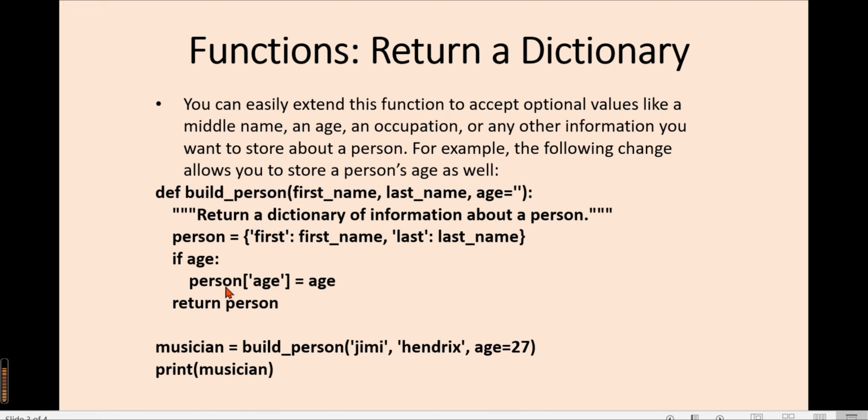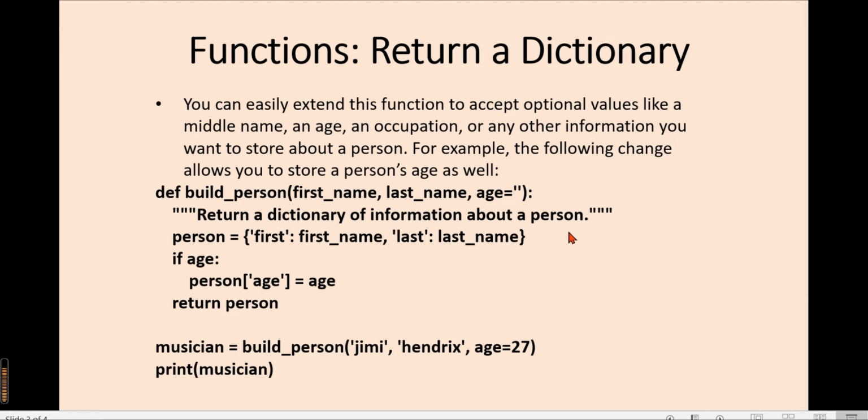So if the user has not entered information about the age, then the if statement will not be run, and the person dictionary has only two keys, first name and last name, same as the previous example. So now musician is the returned dictionary, and we call this function buildPerson with three inputs. They use positional arguments. The first one is the first name, the second one is for the last name, and the third, 27, is for the age. Then we can print out this dictionary.